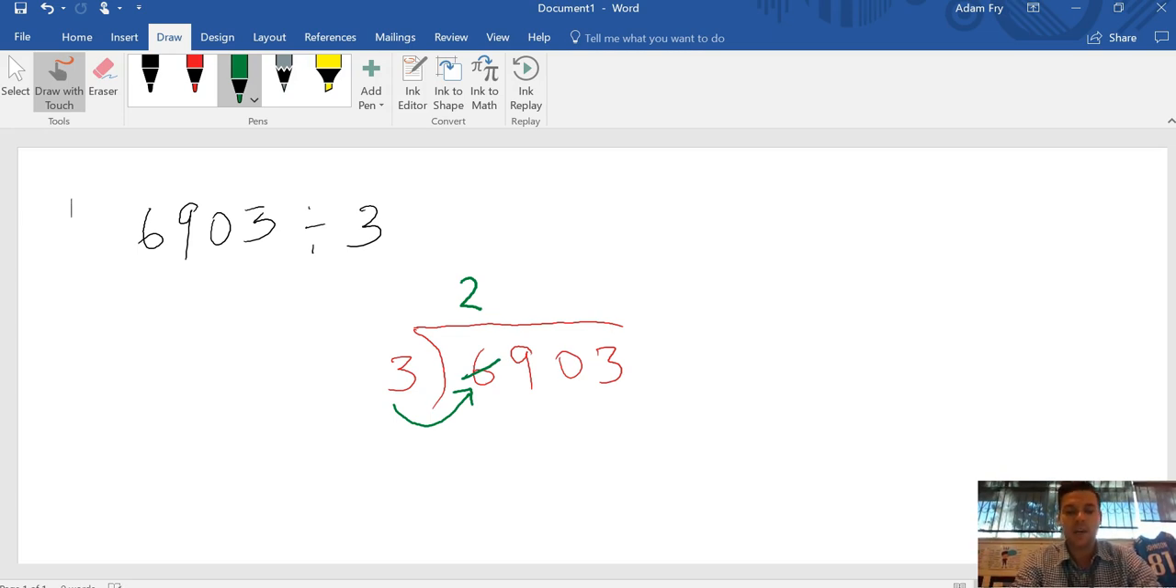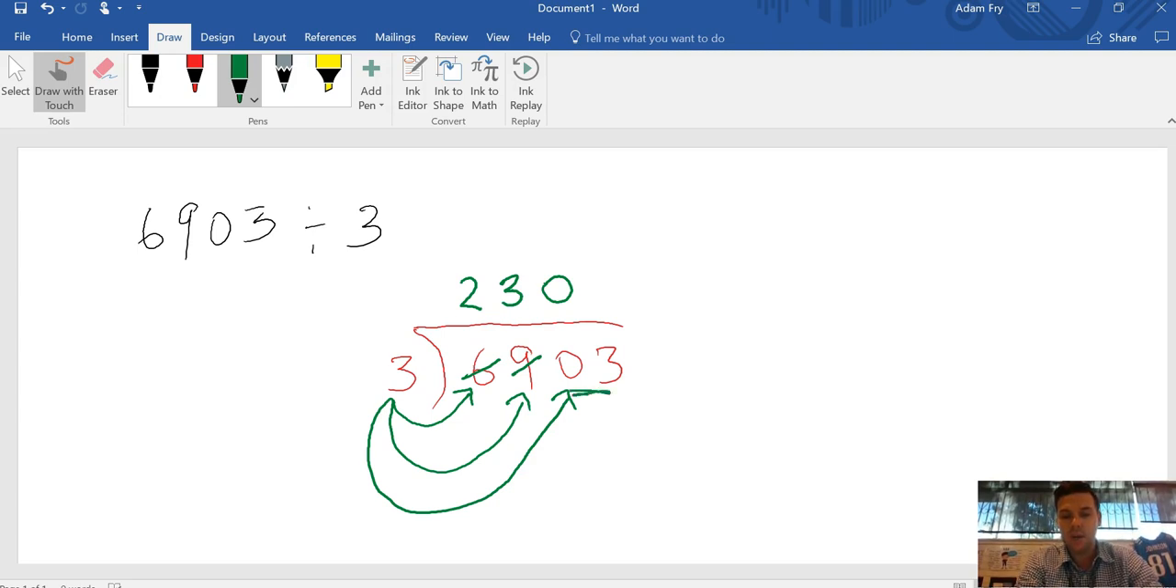Again, we go back to the start. How many times does 3 go into 9? Now we know 3 times 3 equals 9, so our next number at the top here is 3. Now we can get rid of that 9. Our next number: how many times does 3 go into 0? Well, that can't be done. So when we can't do that, we put a 0 there. 3 can't go into 0 at all.